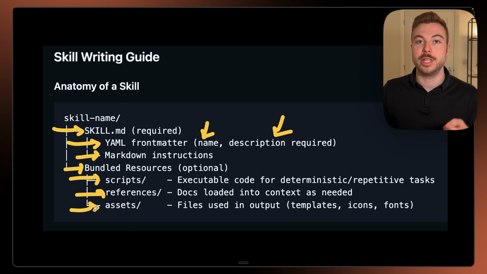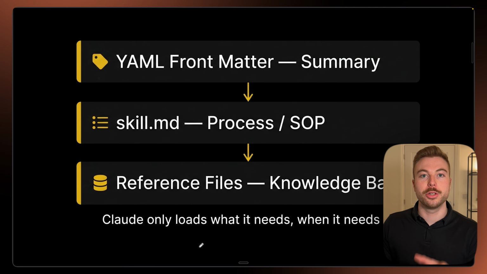And then last but not least, we're able to also add any assets as well. This could be any templates, it could be logos, icons, fonts that you want to use to help get consistent outputs with this skill. And understanding this anatomy is really important because it shows why having a few really good skills tailored to your outputs is better than having thousands for Claude to comb through.